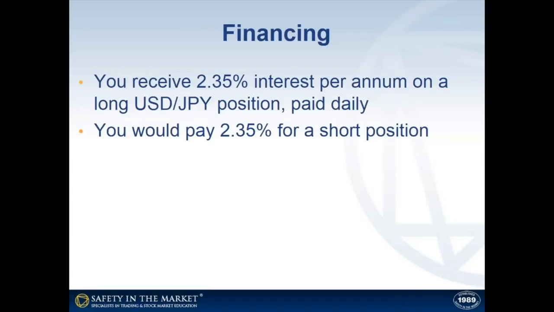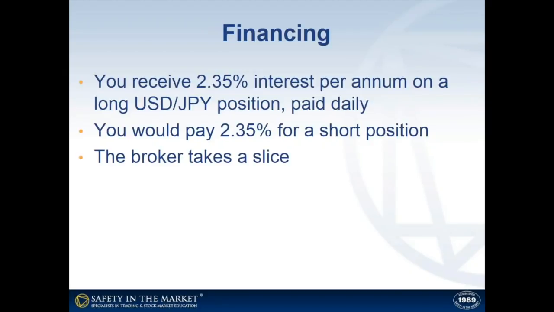The flip side is if you want to short the US dollar yen, you'd be paying 2.35% for that short position. So an easy way of figuring it out, once you know how much you'll be paying if you're long or receiving if you're long, you just flip it around to either receiving or paying for a short position.